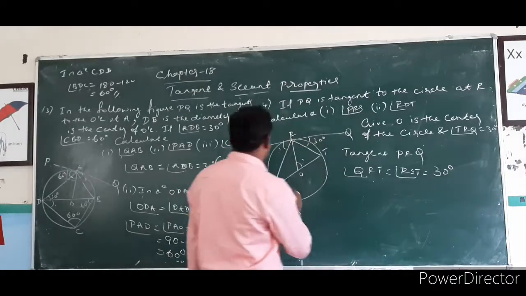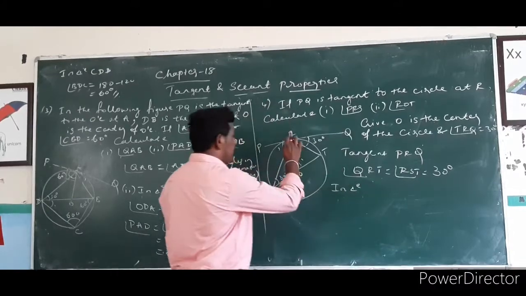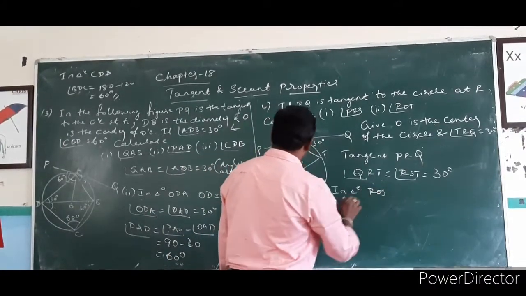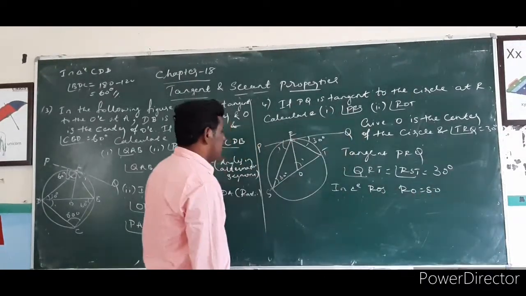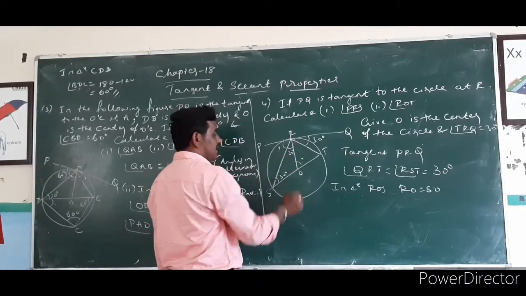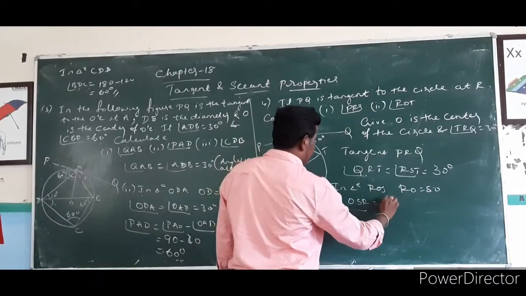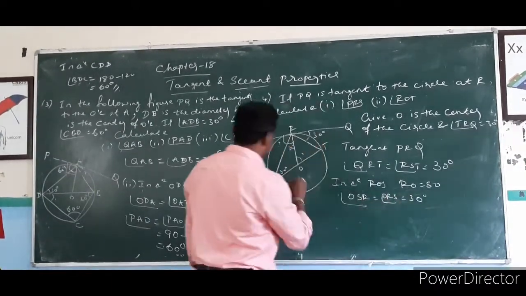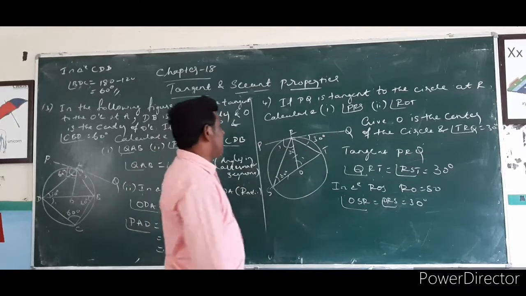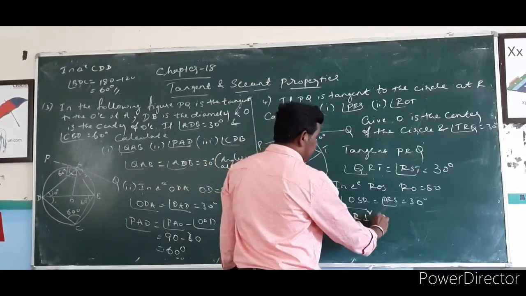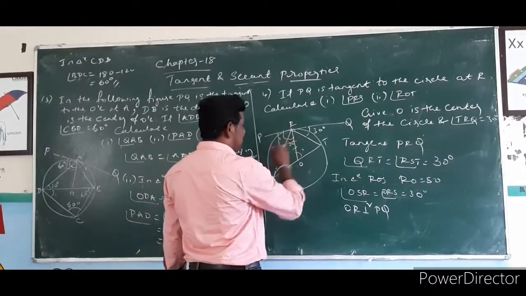You can write a reason. This is 30 degree. In triangle ROS, RO is equal to SO. That means this angle is equal to 30 degree. So angle OSR is equal to ORS is equal to 30 degree, because these two are equal. We know that OR is the radius, perpendicular to PQ. OR perpendicular to PQ, that is, radius is perpendicular to tangent. That means PRO is 90 degree. This total angle is 90 degree.